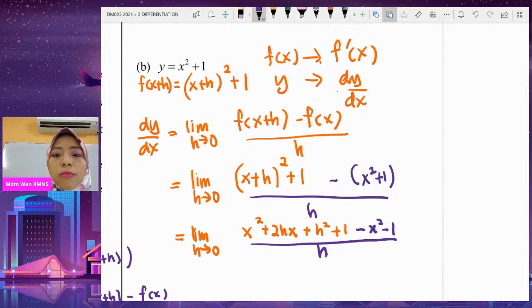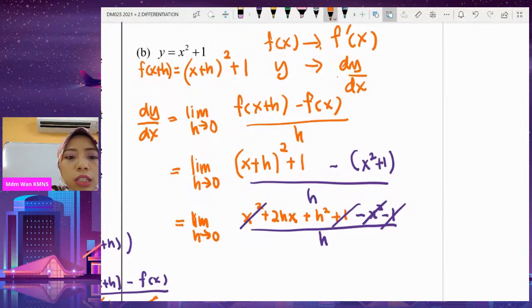Okay, so now x square and x square cancel out, and then 1 and negative 1 cancel out too. So we continue limit h approaching 0. What we are left with here is 2hx, so we write down 2hx plus h square over h.